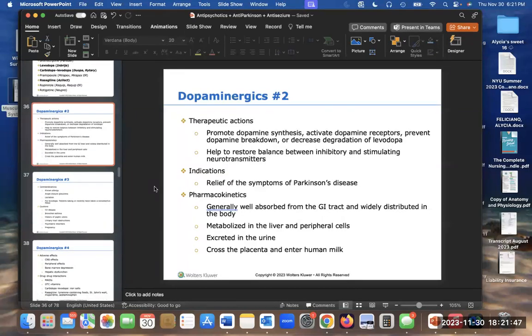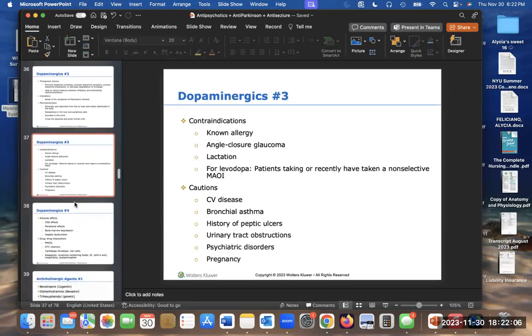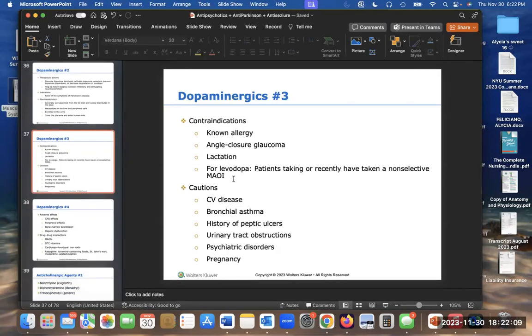Remember, they work on dopamine, so they help increase dopamine and prevent it from breaking down. That helps restore balance in the neurons in the basal ganglia, okay? And it helps relieve symptoms of Parkinson's disease, okay? Remember, if it's metabolized in the liver and excreted in the urine, contraindications would be liver and kidney problems always. Any allergies, always a contraindication.